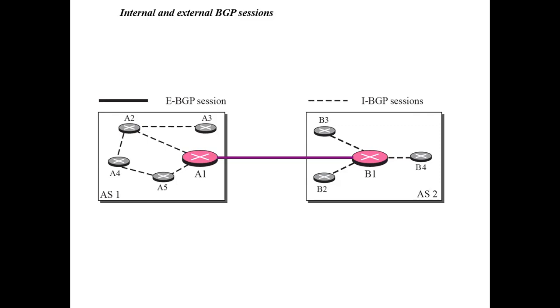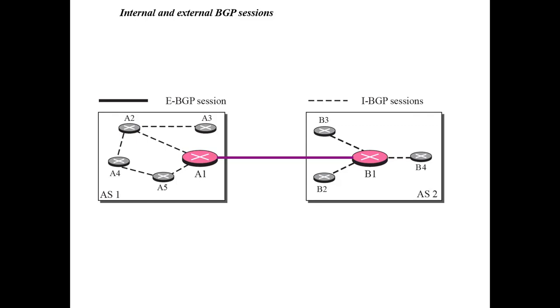And then it tries to connect to the external autonomous system part. So here that is autonomous system 2. Our destination belongs to autonomous system 2. Here our destination part is B4. Now A1 tries to connect to autonomous system 2.